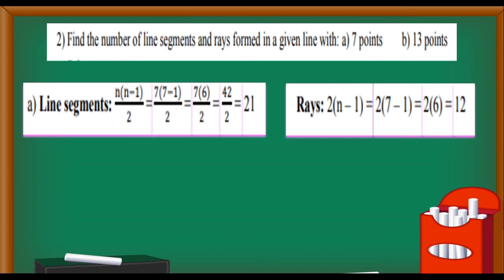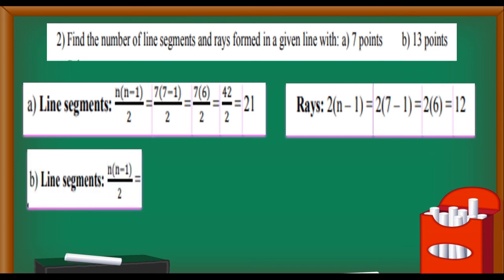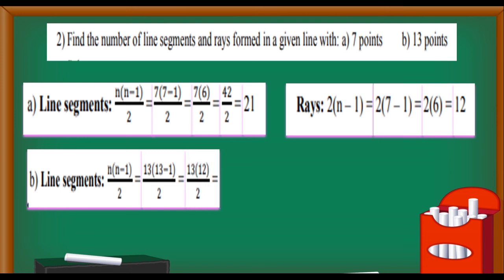Another is, paano daw kapag ang given ay 13 points? Ayan. So, given again ang ating formula na n times the quantity n minus 1 over 2. Papalitan lang po natin yung n ng 13. And 13 minus 1 is 12. So, 13 times 12 over 2. And 13 times 12 is 156. Over 2, the answer is 78.